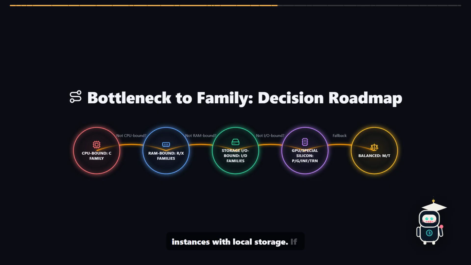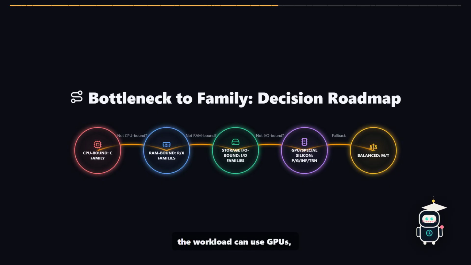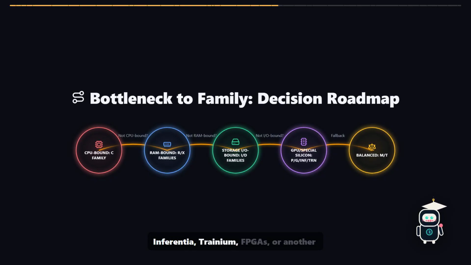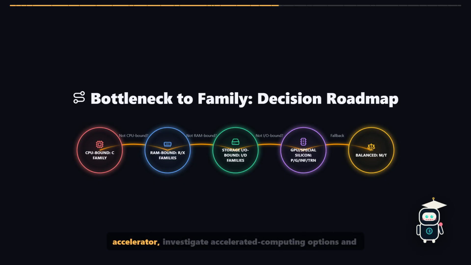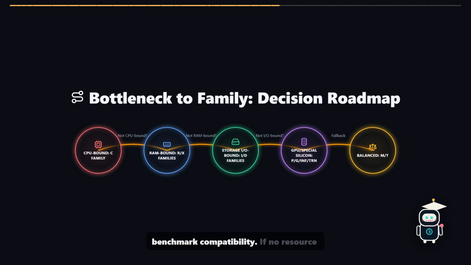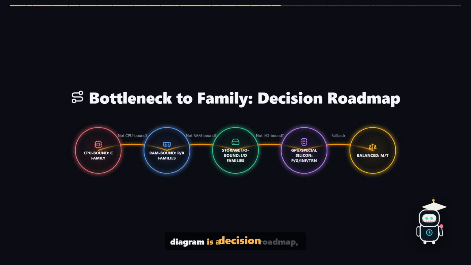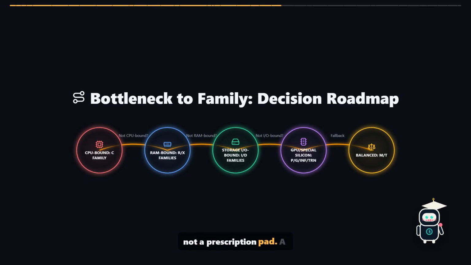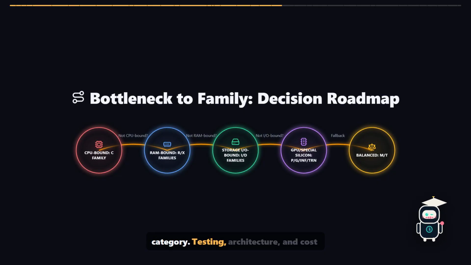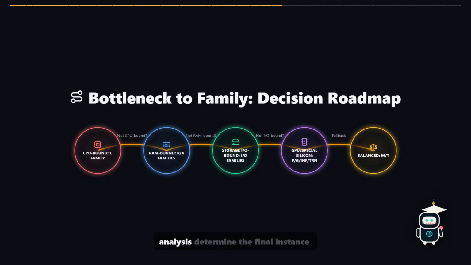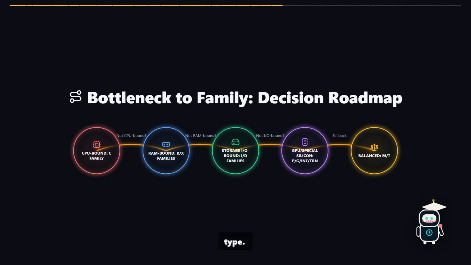with local storage. If the workload can use GPUs, Inferentia, Trainium, FPGAs, or another accelerator, investigate accelerated computing options and benchmark compatibility. If no resource is clearly dominant, a general-purpose instance can be a reasonable first category to test. The diagram is a decision roadmap, not a prescription pad. A metric points you toward a category. Testing, architecture, and cost analysis determine the final instance type.